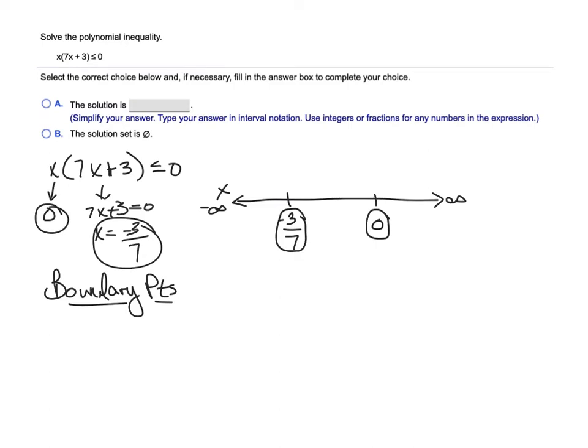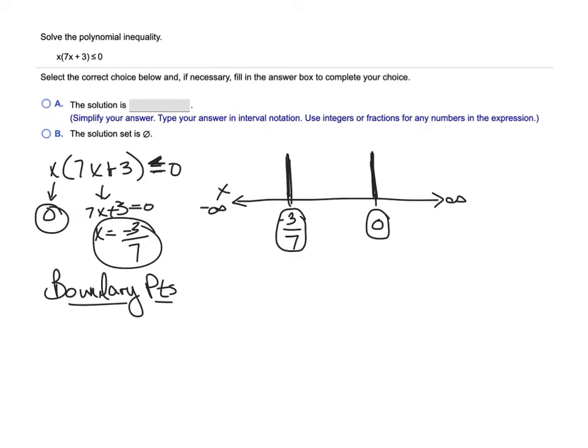Now, I like to use straight and dotted lines. So remember, we're looking for where this is less than or equal to 0. If it's equal to, that means negative 3/7 and 0 could be part of the solution, because those are the two numbers that make the function equal to 0. So I draw a straight line.